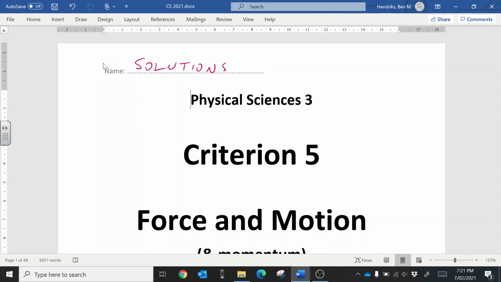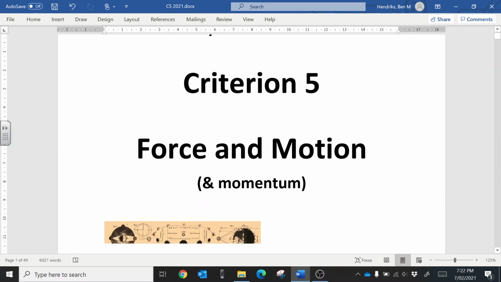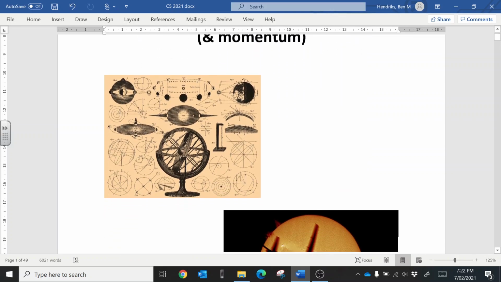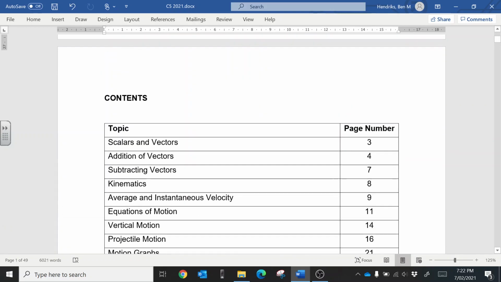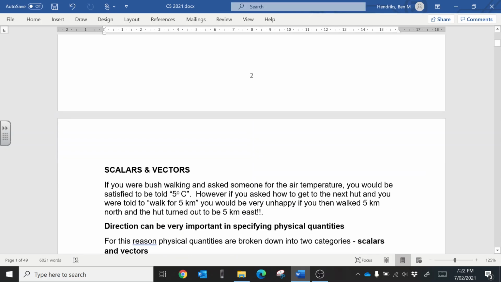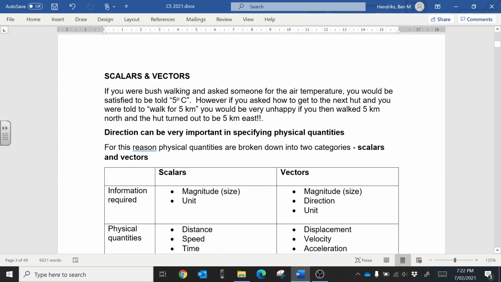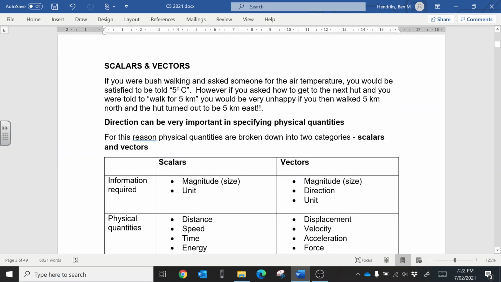We're starting off with Criterion 5 today, which is one of the physics units, forces and motion and momentum there in brackets, and it's got these pictures on the front cover. Scrolling through the contents there. Okay, we're starting off this unit with scalars and vectors.